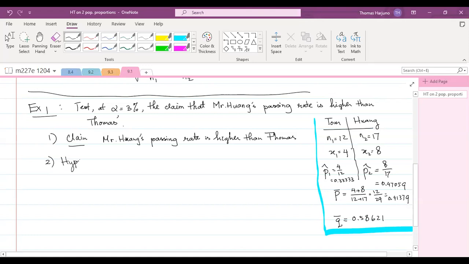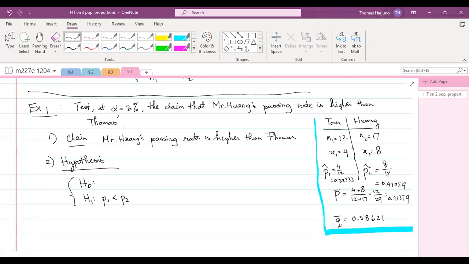Hypothesis. Null hypothesis, alternate hypothesis. P1, Thomas' passing rate, is less than Mr. Huang's passing rate. But you just say it in the nicer way. See, to say Mr. Huang's passing rate is higher than Thomas' has the same meaning as saying Thomas' passing rate is less than Mr. Huang's. But when you say Mr. Huang's passing rate is higher than, even though it has the same meaning as the second sentence, it sounds better. Okay. To say that I am younger than you sounds much better compared to you are older than me, especially if you are a woman, I heard.